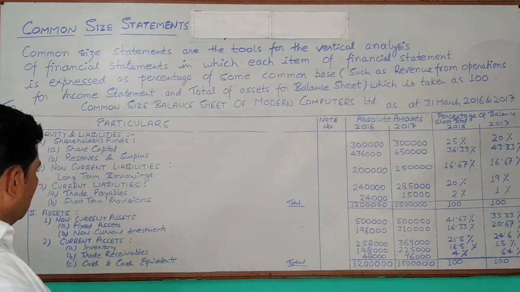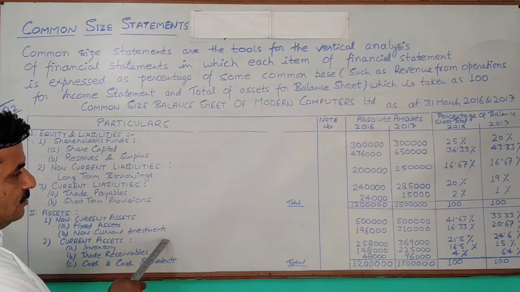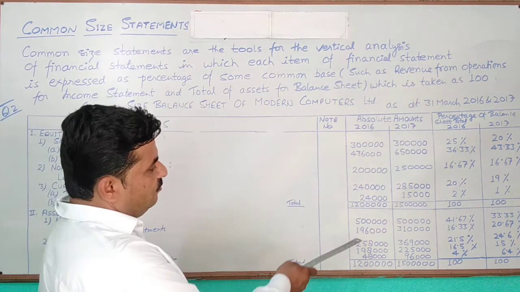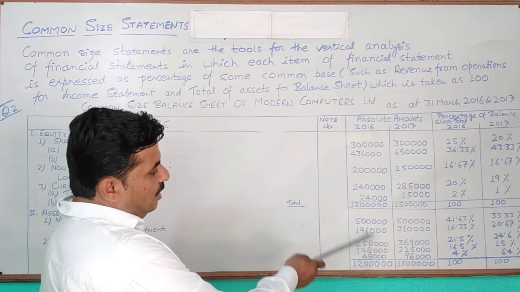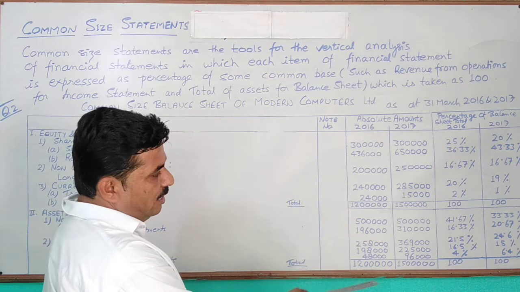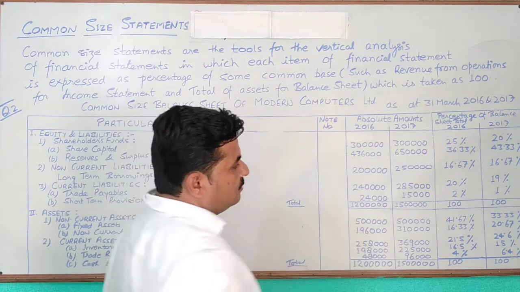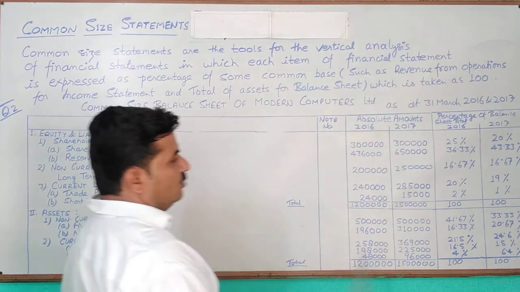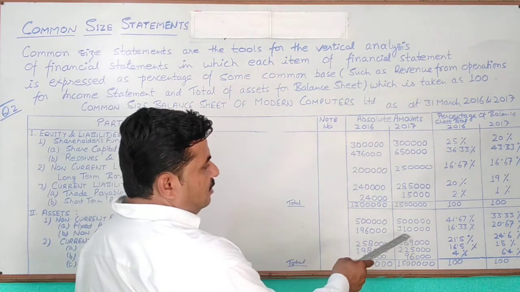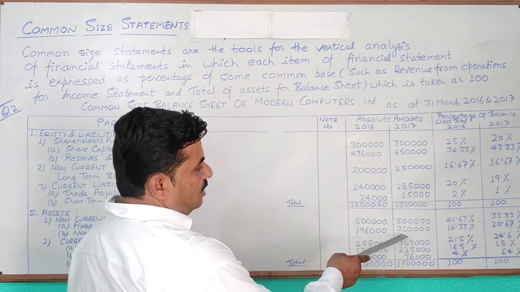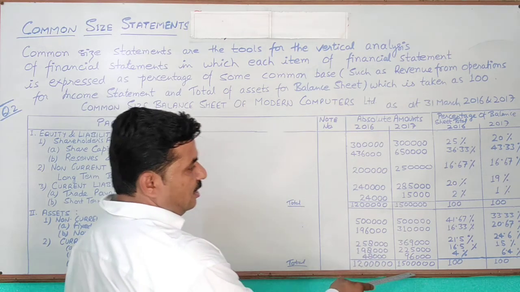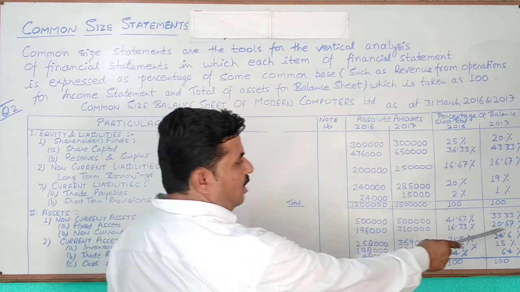Now students, non-current investments for the year 2016, 1,96,000 divided by 12 lakh into 100, that becomes 16.33%. For the year 2017, the percentage becomes 3,10,000 divided by 15 lakh into 100, which is equal to 20.67%.